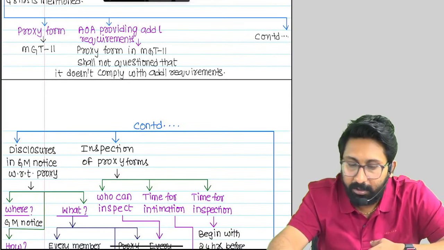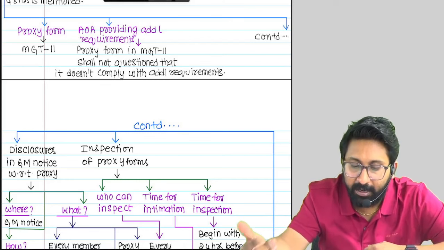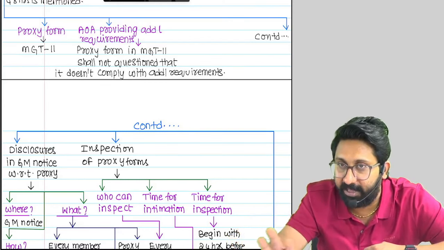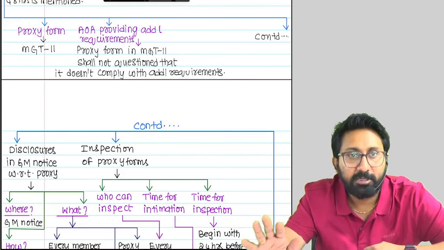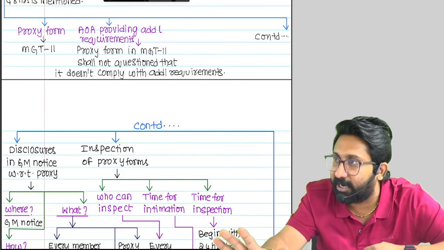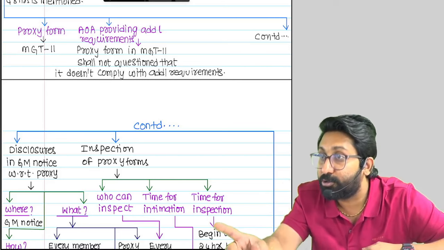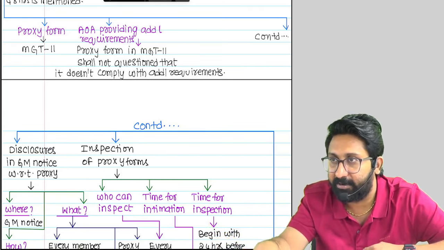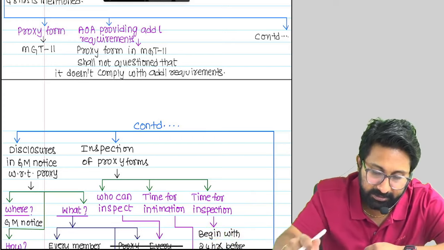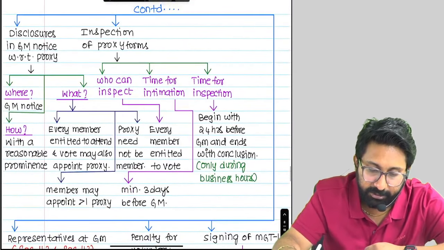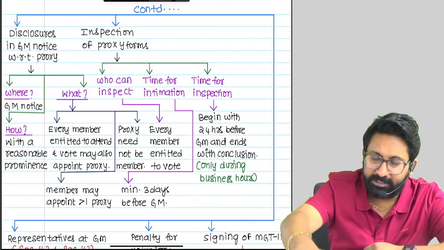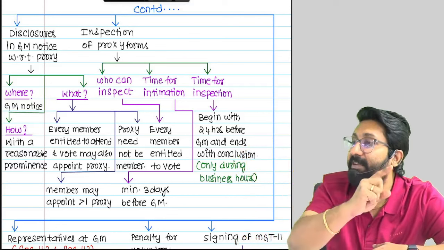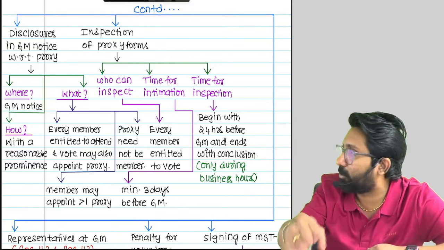Read. Proxy form in MGT11 shall not be questioned that it does not comply with additional requirements. So is there any need to comply with additional requirements? No. But you should fill form number MGT11. That's all. No additional requirements needed. Clear? Next. Completed. Next one. Disclosures, don't read. Important points I am asking you to read. Read the very, very important next point, inspection of proxy forms.